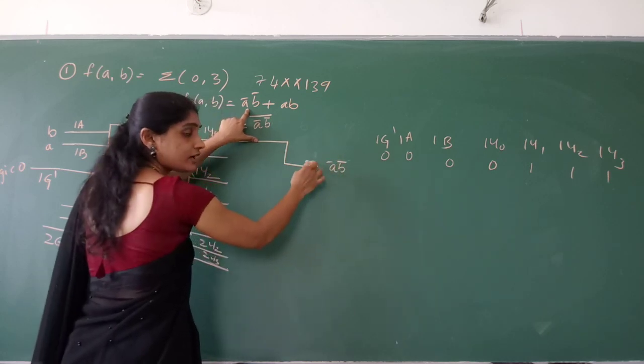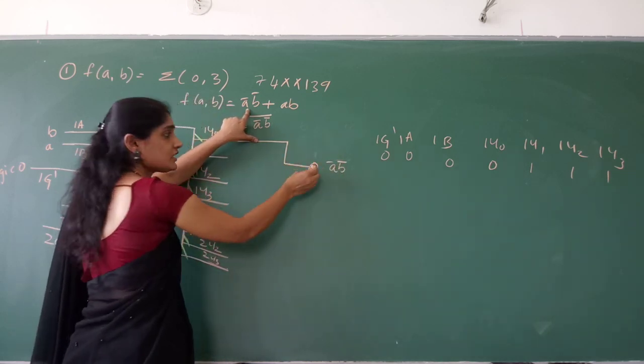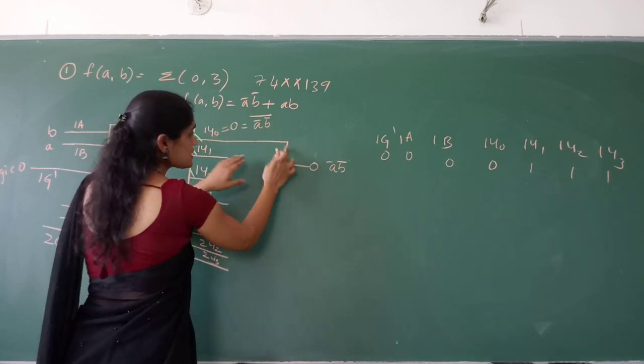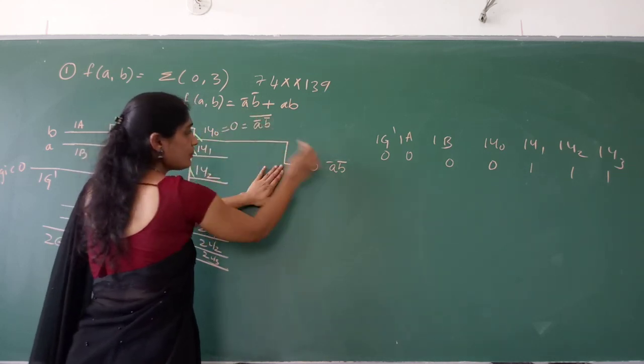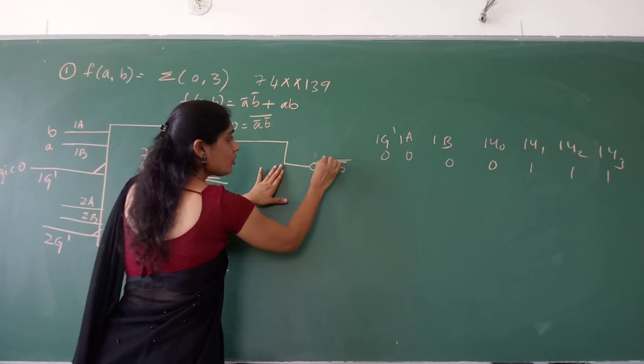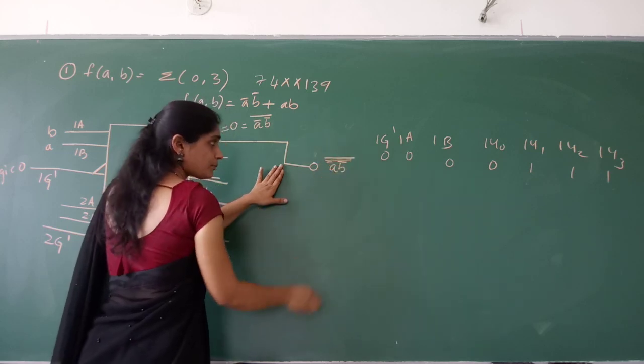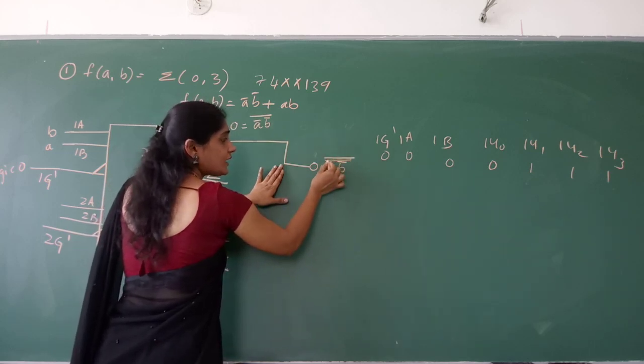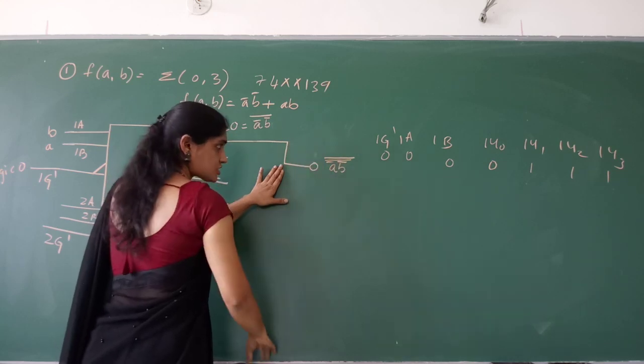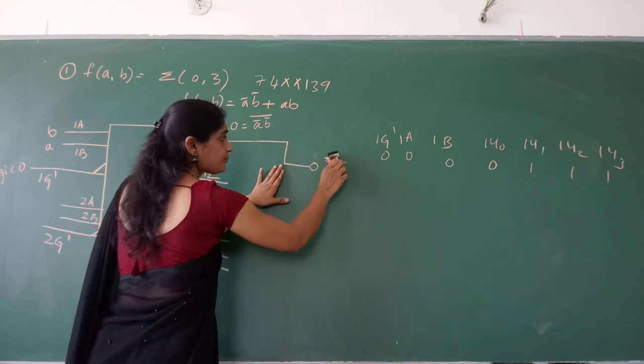It is just like NOT. Bubble means you are inverting. So here the signal that you are giving is A bar, B bar, whole bar. Double complement, what happens? It cancels and you get A bar, B bar only. Correct. You get only A bar, B bar.